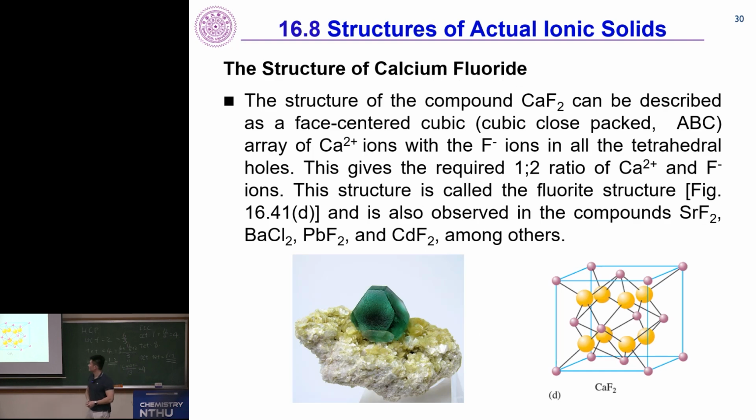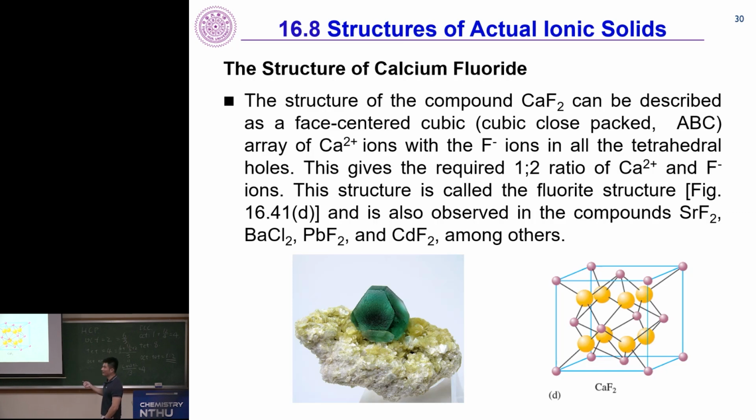Another one is when we have even larger ones. That is calcium fluoride. So the structure of calcium fluoride, again, you can see that these are a bunch of calciums. So we have FCC calcium, and then all these tetrahedral holes are occupied by fluorides. And the ratio is actually 1 to 2, so all the tetrahedral holes can be occupied by fluoride.